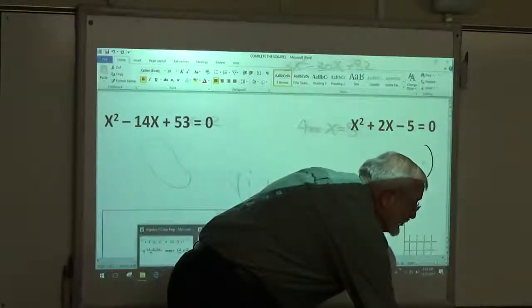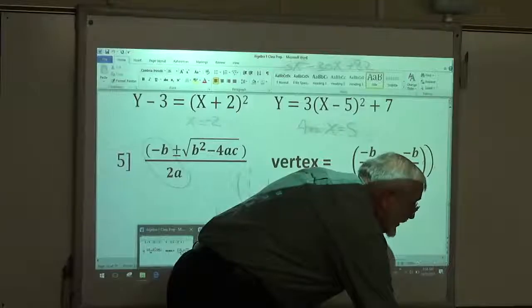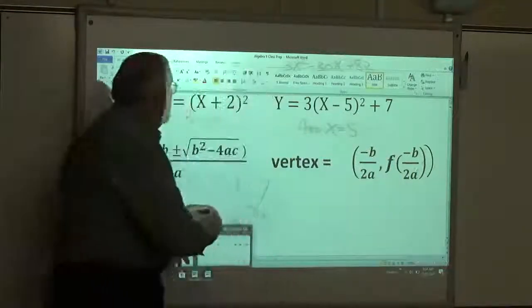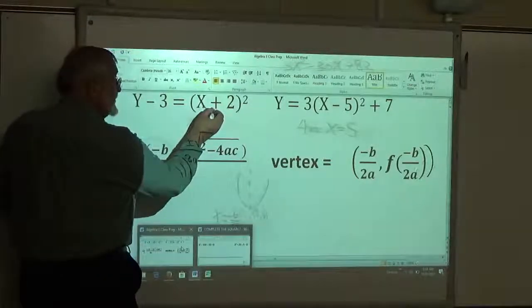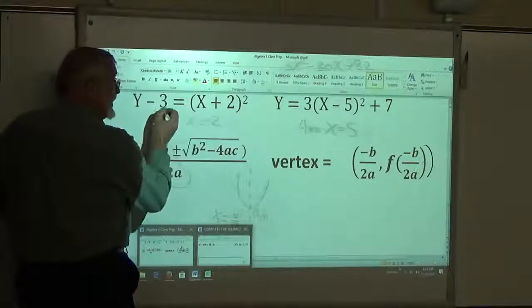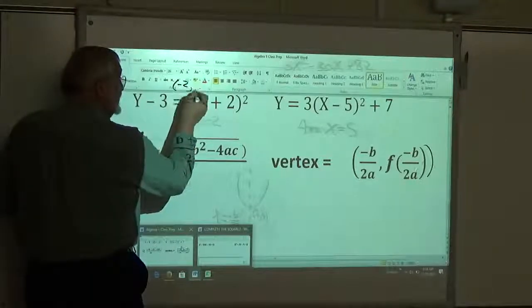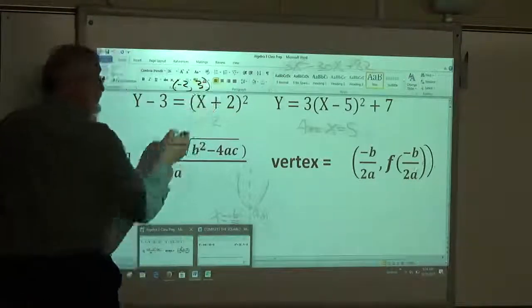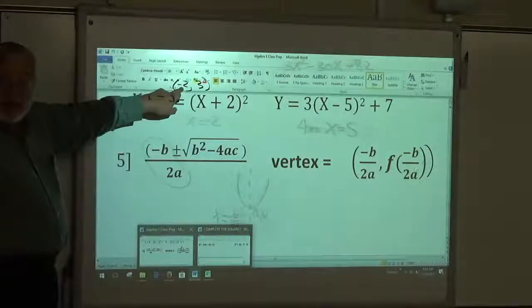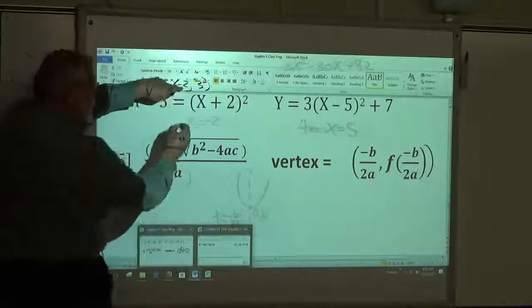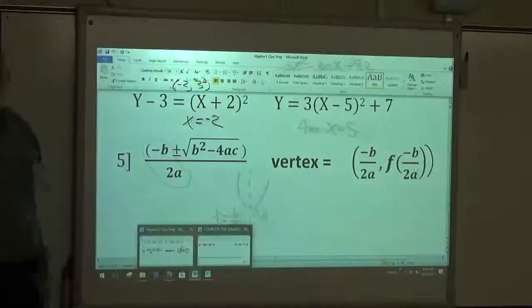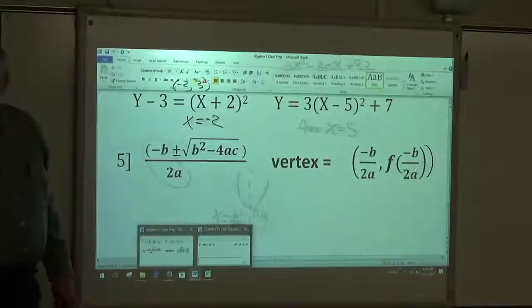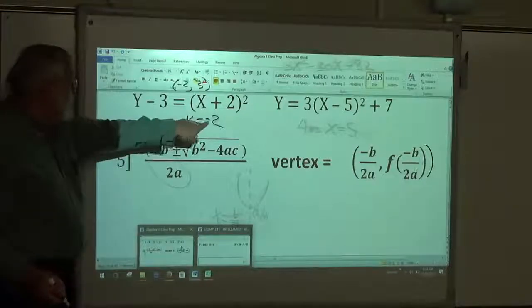Because it's the opposite of the b value, but it's the value of the vertex. So what's the vertex here? It's the opposite of this and the opposite of this. So the vertex is negative 2, 3, right? The x value is the axis of symmetry. So x equals negative 2 is the axis of symmetry. Okay. Oh, it is negative 2. It is negative 2, yeah. Yeah, I had the negative right there.